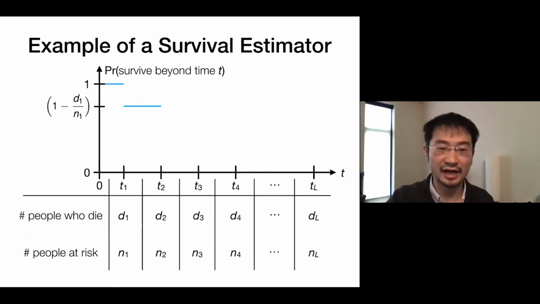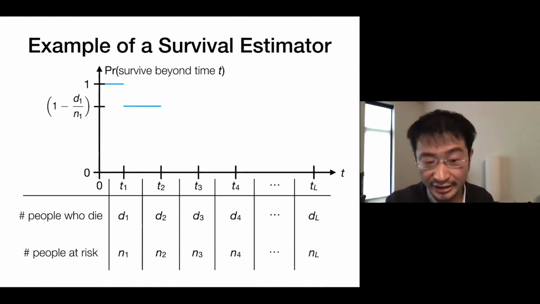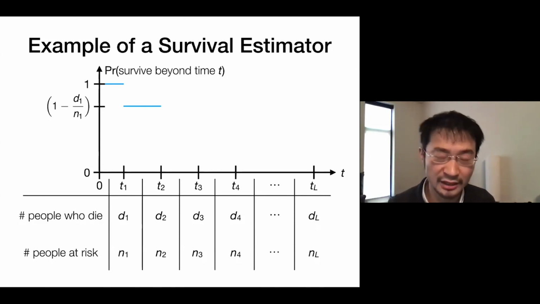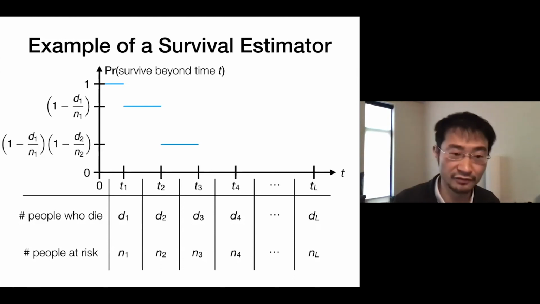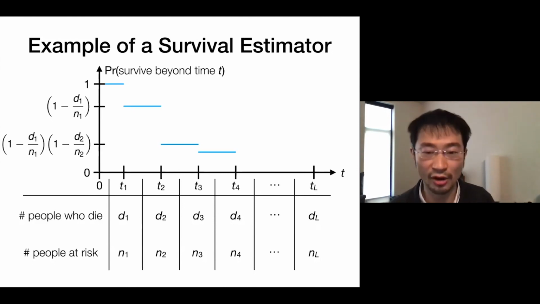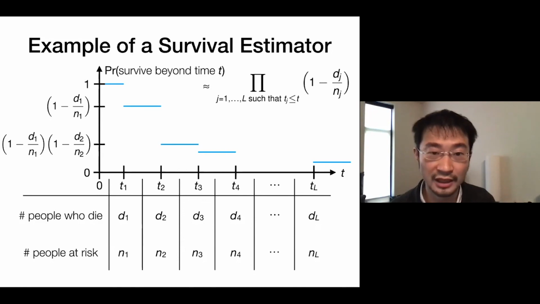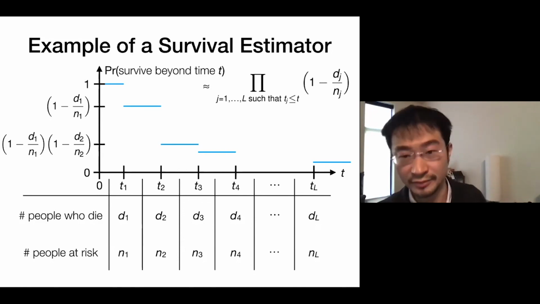And then finally, you can repeat this logic to say, well, at time t2, given that you've survived up to time t2, the chance of dying at time t2 is going to be d2 divided by n2. And the probability of surviving is 1 minus that. So you have this product of these 1 minus these fractions. Okay, and you can keep going. So this gives an estimate for the probability of surviving beyond time t.